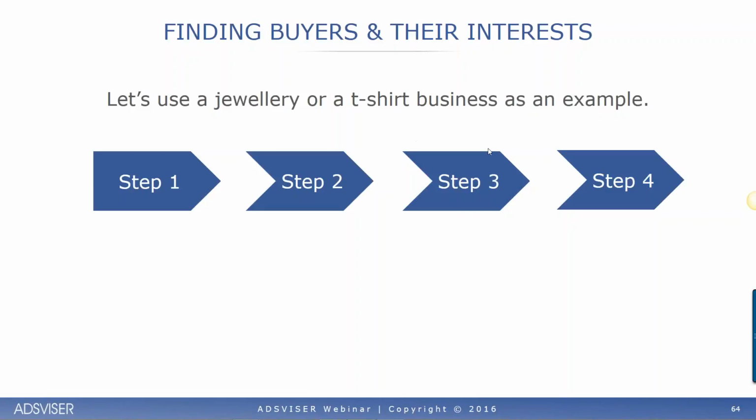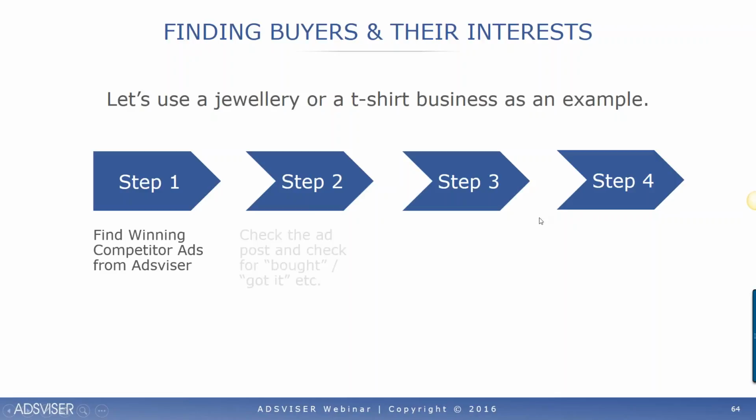What we're going to do is use a jewelry or a t-shirt business as an example, okay? I'm going to show you screenshots from all of these, but what you will actually see is how you can do that. Okay, so what we need to do is go into Adsviser and find winning competitor ads. You can search for t-shirt, you can search for jewelry, you can search for anything that you want, but this is what it is.